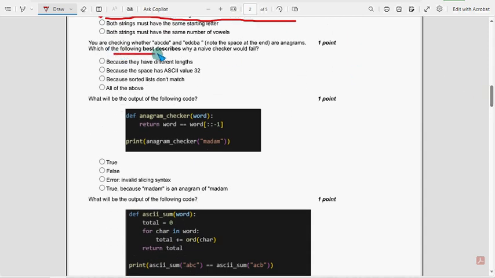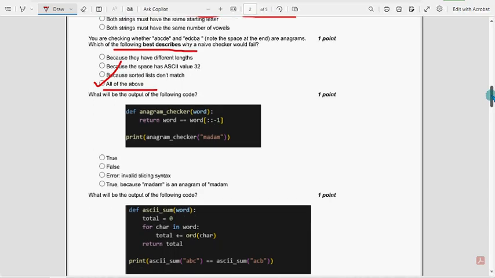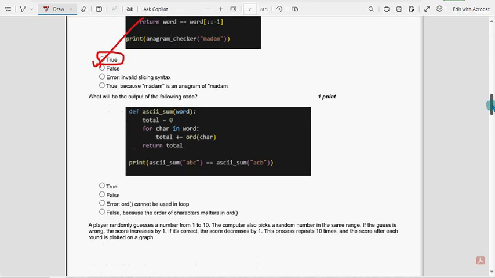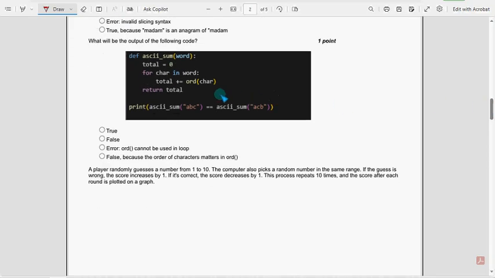Eighth one: which of the following best describes? For the eighth question, the fourth option, all of the above, is the probable solution. Now let's move on to the ninth question. What is the output? For the ninth question, you will get the first option, true, as the probable solution. Next, the 10th question. For the 10th question, it will also be the first option, true, guys.